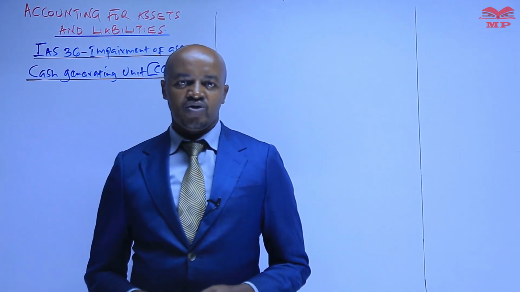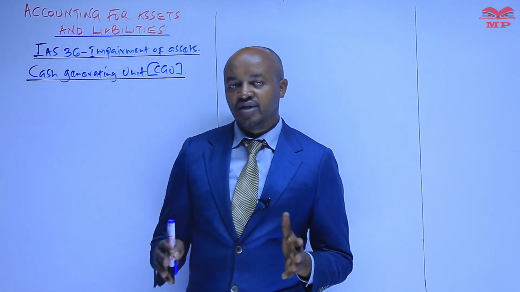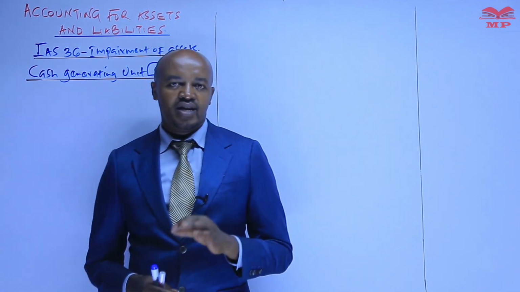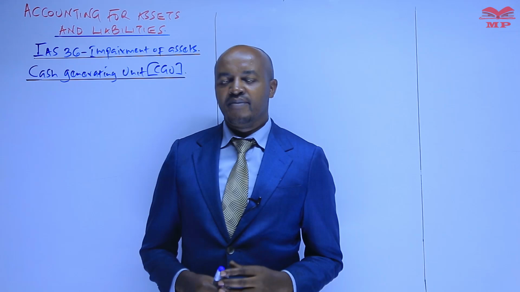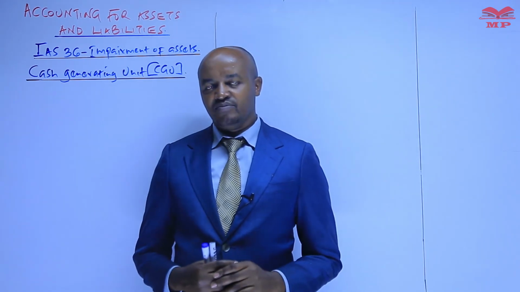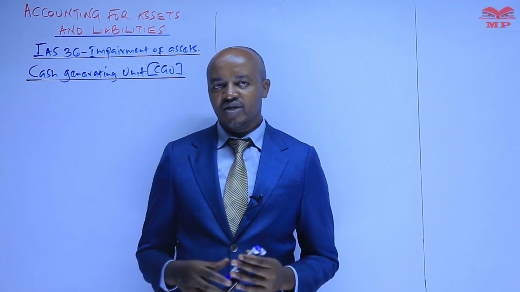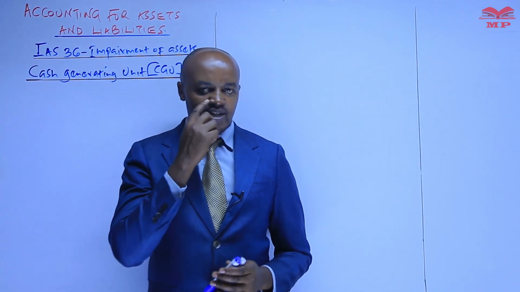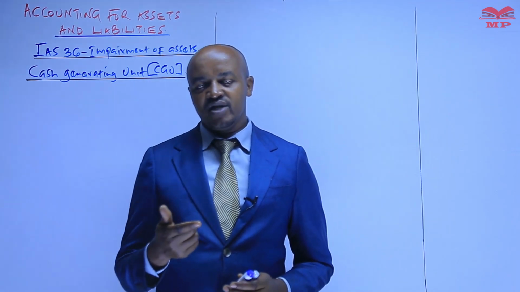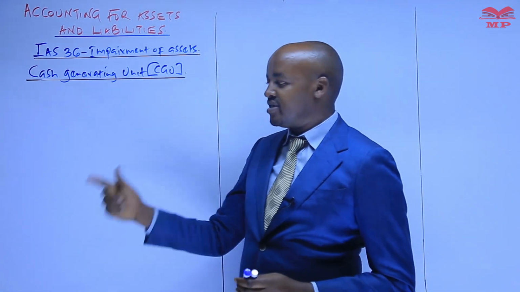So in this session, I want us to look at what a cash generating unit is in accordance with IAS 36, how we determine the impairment loss of a cash generating unit, and how such impairment loss is allocated to those particular assets within a cash generating unit. So first of all, we'll talk about cash generating unit, which is abbreviated as CGU.